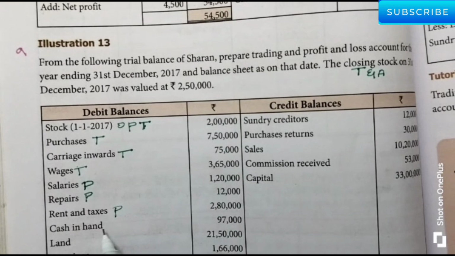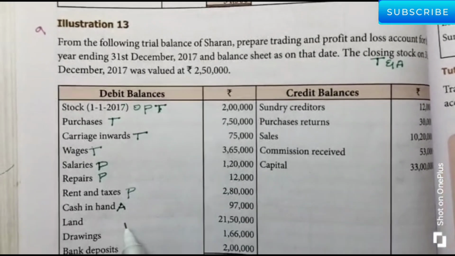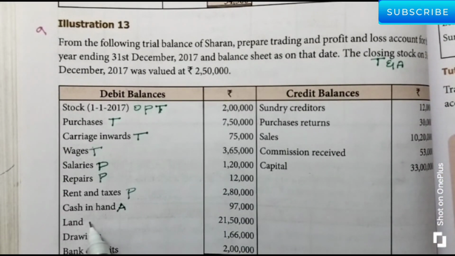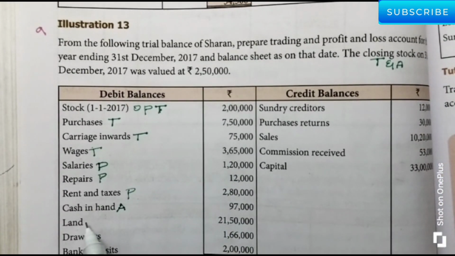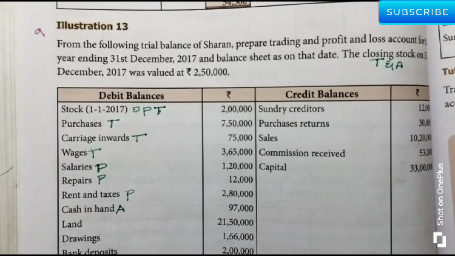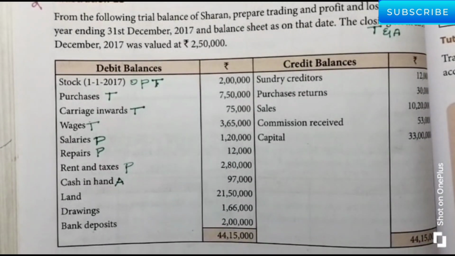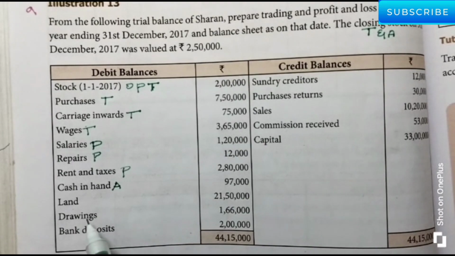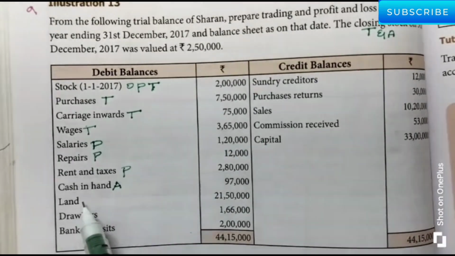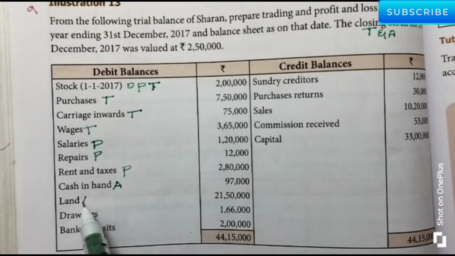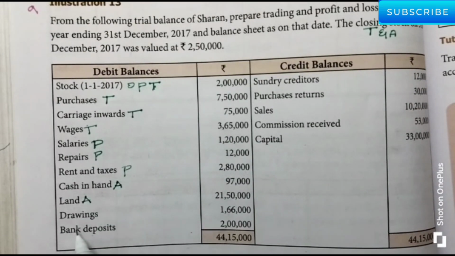Cash in hand is the liquid asset. It goes to asset side of the balance sheet. Land is a tangible asset. What is meant by tangible asset? You can see and touch. It's called tangible asset. It is physical existence. So land is the tangible fixed asset.